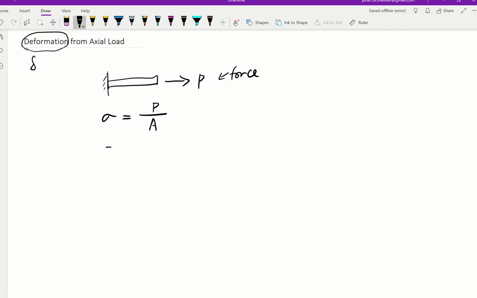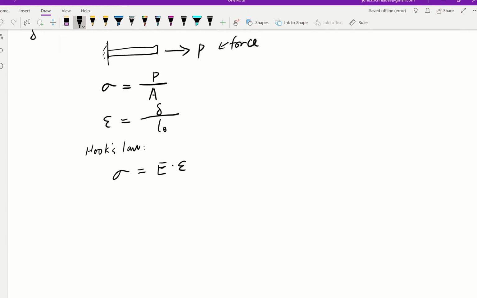And then we're going to think about epsilon, the normal strain. Normal strain by definition is how much change in length, which is this delta, this deformation we're trying to solve, over its original length, L0. And then we assume this is in elastic region, so we are going to use Hooke's law. So Hooke's law, we know the stress and strain follow this relationship with the slope as E, elastic modulus.